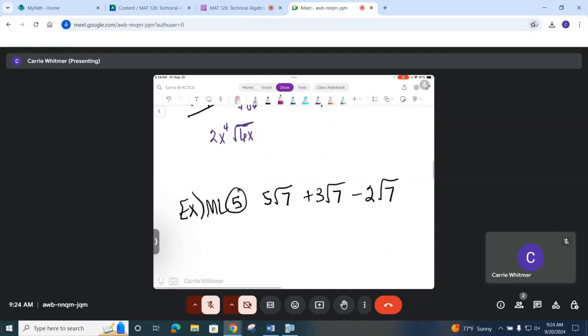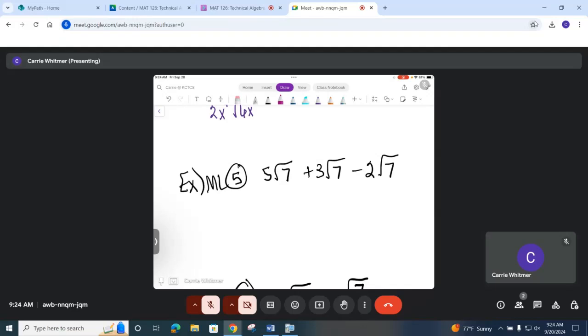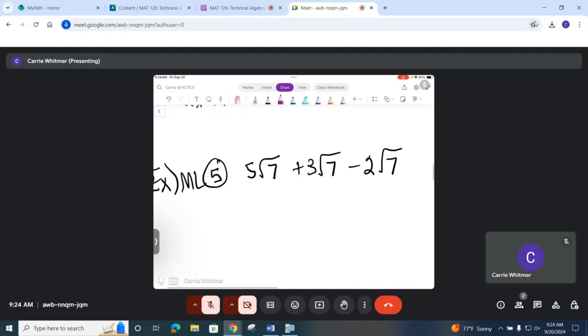Okay, our next example, we're going to look at how to add and subtract radicals. Okay, radicals are considered to be like terms when they have the same type of radical. And if you'll notice, these are all square roots, and they have to have the same number under the square root. So I have a radical 7, a radical 7, and a radical 7. These are like terms. So think of this as how many radical 7s do we have?